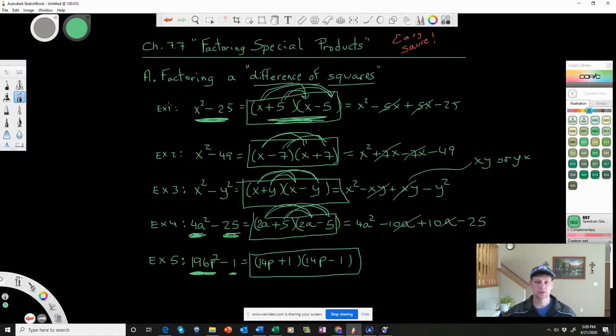Okay, so that is the first of the patterns. It's called factoring a difference of squares. It's very easy to do. I think you're going to be fine with that. The second and last pattern for today.